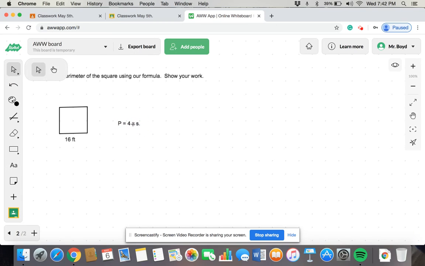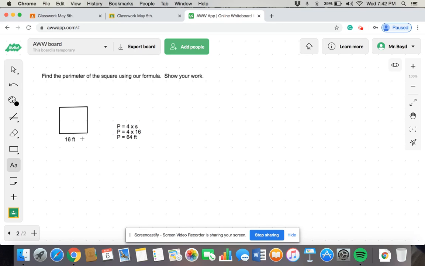Just trying to click on it. So we're going to replace the s with 16. I'll just erase this and rewrite it. So we will write P equals 4 times s. P equals 4 times 16. And to solve, we will just have to do 4 times 16 then. So P equals 64, and add my units, feet.